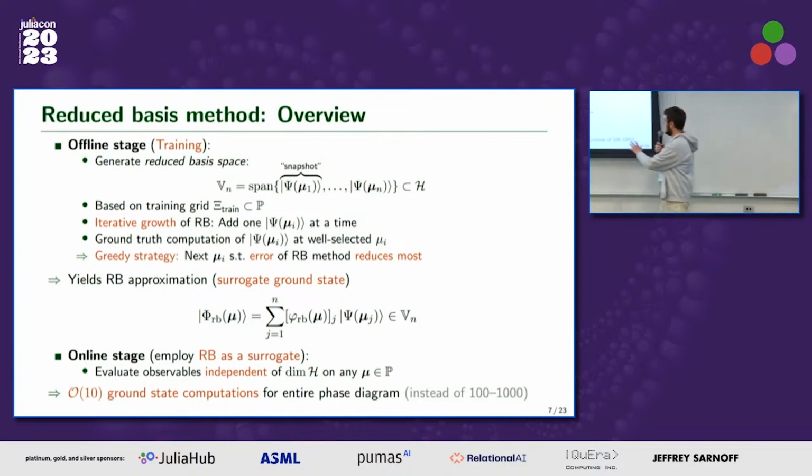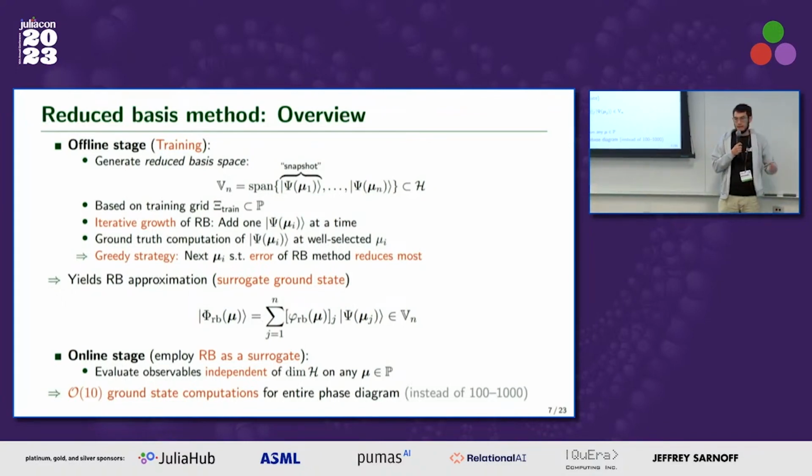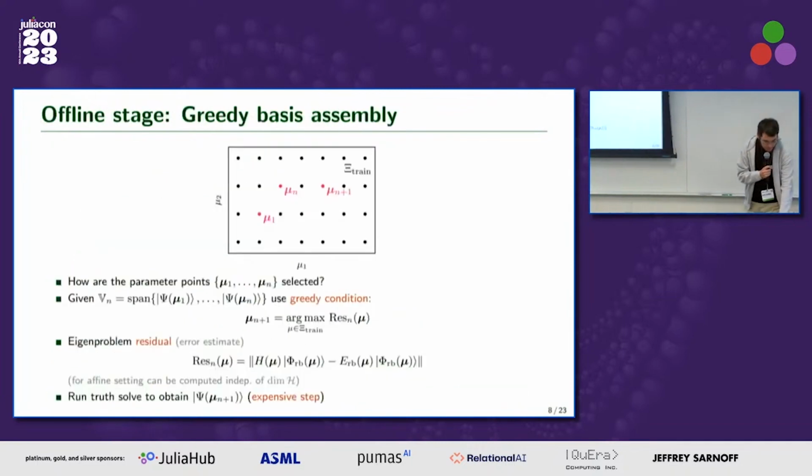And once we have built our reduced basis, this is now our approximation for all the ground states. So whatever value of the parameter you want, we use this ansatz with the states that we have actually computed to evaluate, independently of the size of the Hilbert space, a quantity of interest at every parameter point.